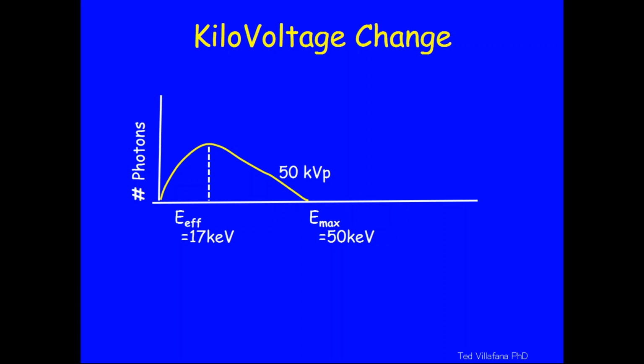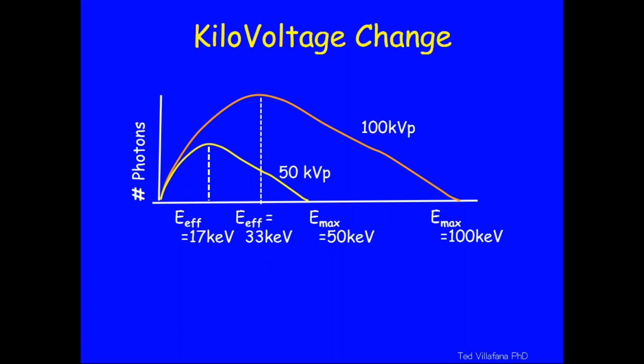The average or effective energy would be 1/3 of that, 17. And remember, that's the average at the surface of the patient, incident on the patient. Well, let's double that to 100. What would it look like? This is what it looks like.